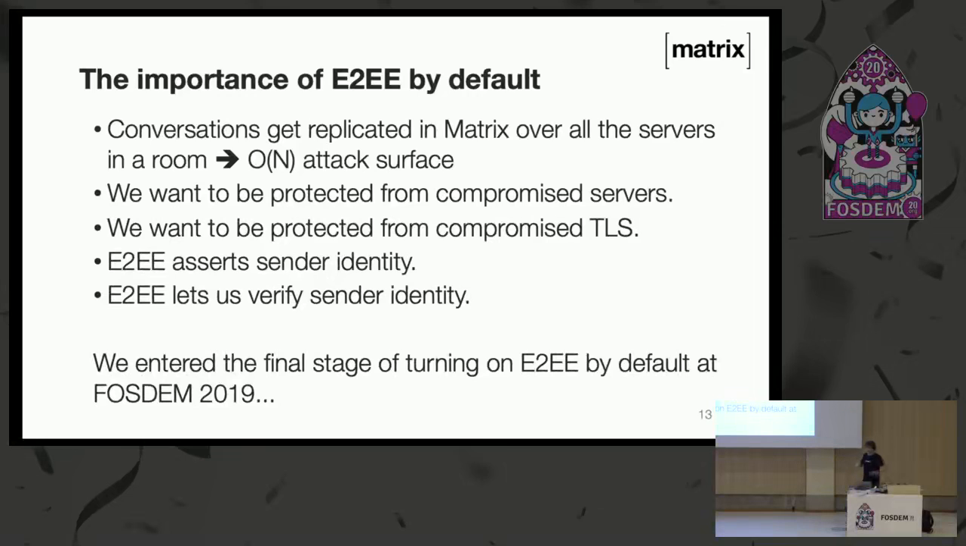If it's not end-to-end encrypted, your attack surface just scales linearly, and that is obviously bad news. Also, we want to protect ourselves from compromised servers in general. That might be malicious sysadmins, it might be people who've compromised a given server. We also want to be protected from people who've man-in-the-middled the TLS. End-to-end encryption is also useful because it asserts the sender identity, and it also gives us a framework for verifying users' keys and verifying their identity.